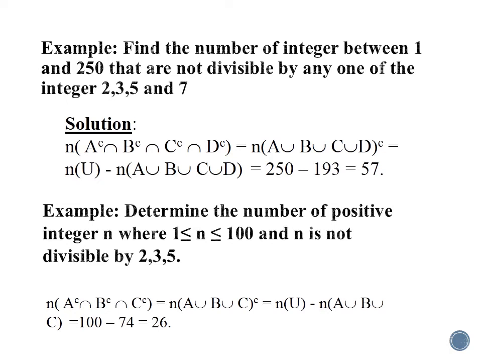Next example. Determine the number of positive integers n where 1 is less than or equal to n, less than or equal to 100, and n is not divisible by 2, 3, 5.